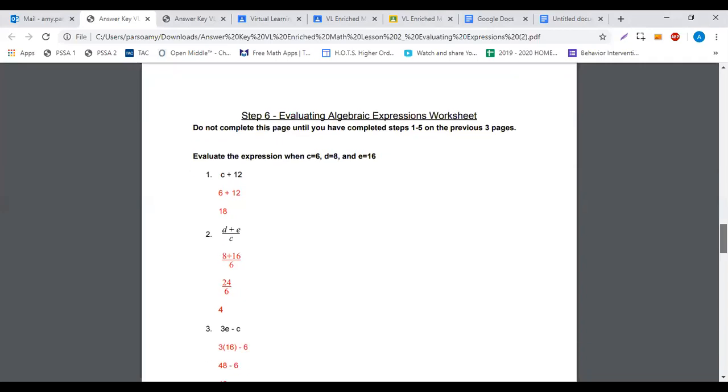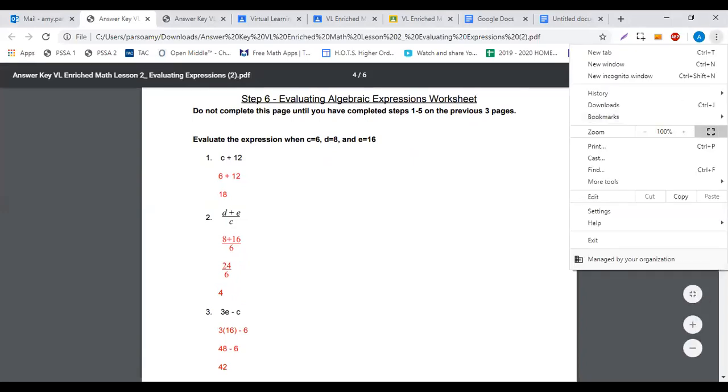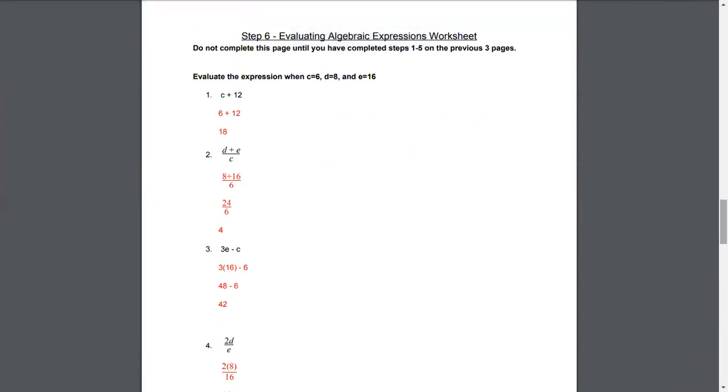The biggest thing that was important for us to remember was, and I'm going to try and make this full screen here. I'm feeling pretty techie these days. I'm almost as techie as the average sixth grader, almost.